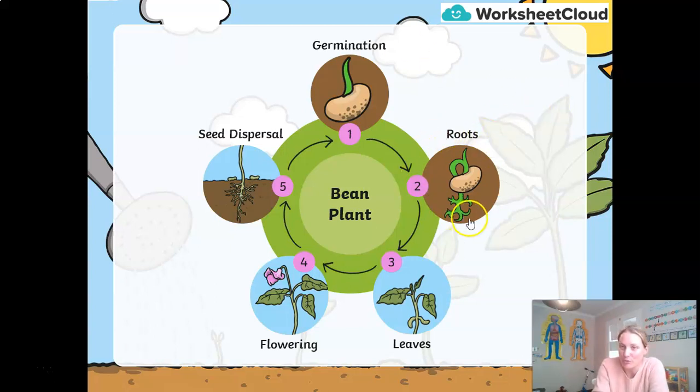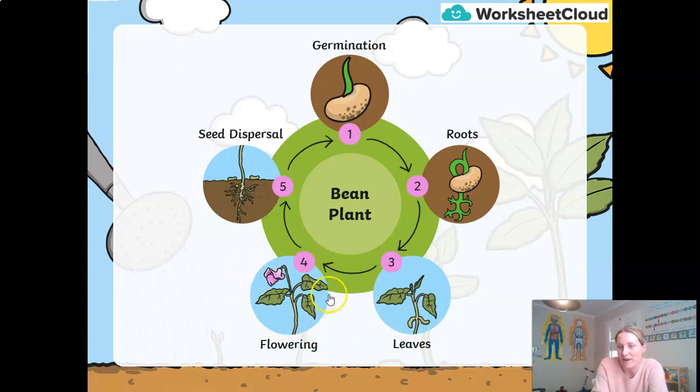The roots then will develop in order to anchor the plant and give it that first initial boost of water and nutrients. The leaves and stem bring the plant above ground. Now we've got a seedling, and those leaves unfold in order for the plant to soak up sunlight and create energy for itself through photosynthesis.